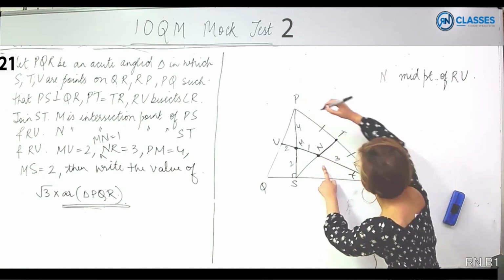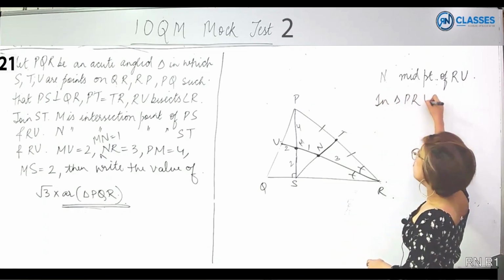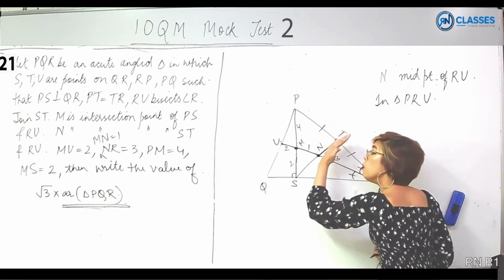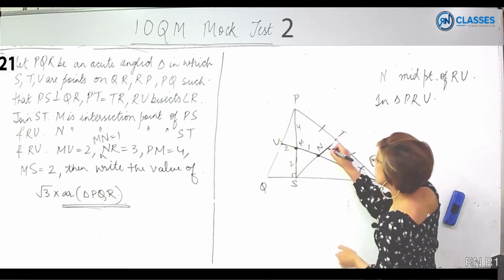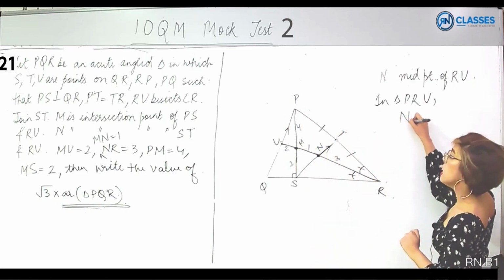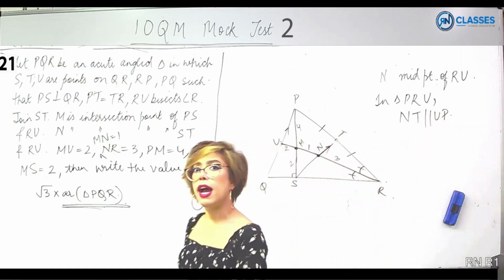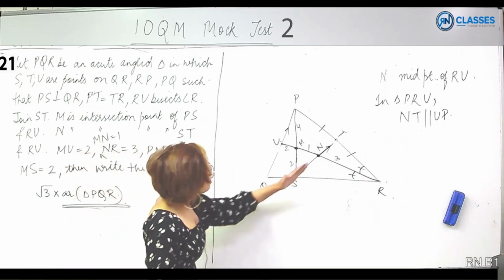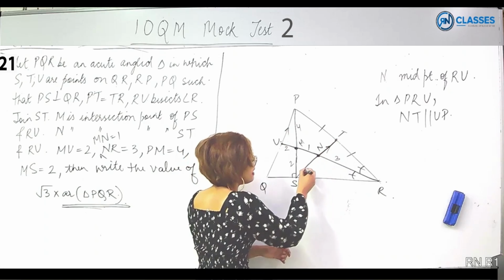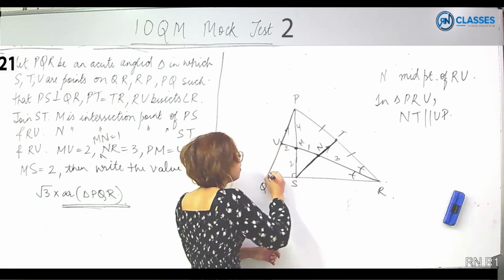So, consider this triangle PRU. In triangle PRU, I have a line joining the midpoints of the two sides. That means this line would be parallel to the third side. So this is parallel to this. So NT parallel to UQ. Right? Now this is a very key inference. Now NT, if I extend this line, is nothing but extension of NT, right? So that means this line is parallel to this line.